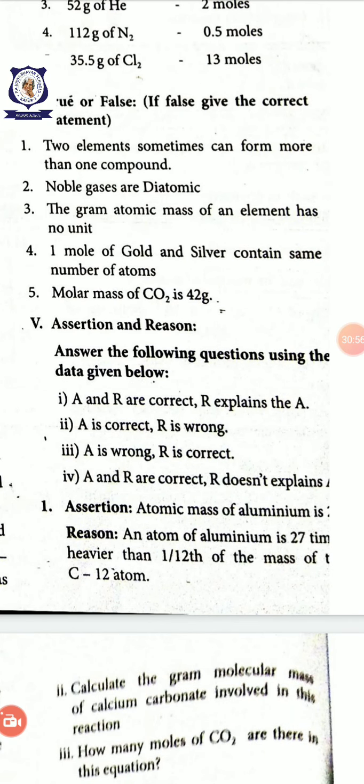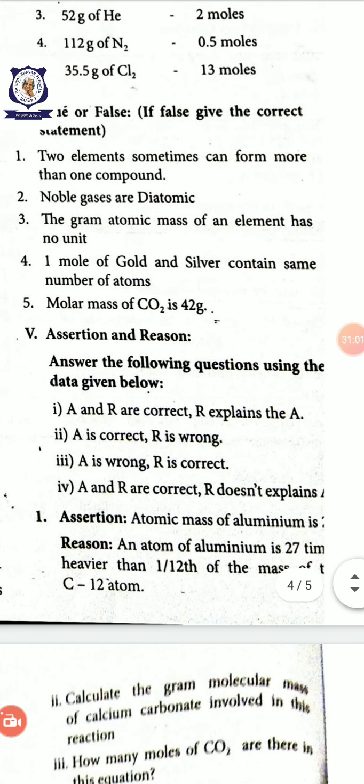Assertion and reason. Atomic mass of aluminium is 27. The atom of aluminium is 27 times heavier than 1 by 12th of the mass of a carbon 12 atom. It is true. So, A and R are correct. R does not explain A.